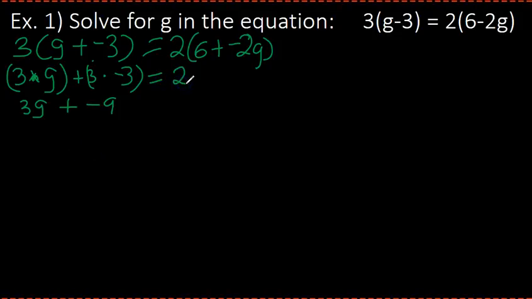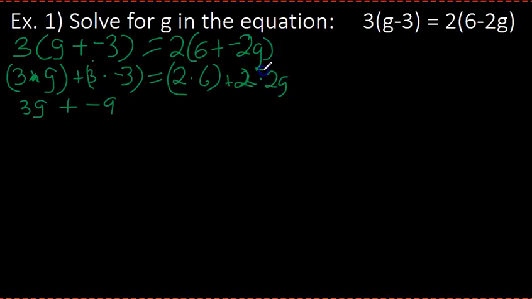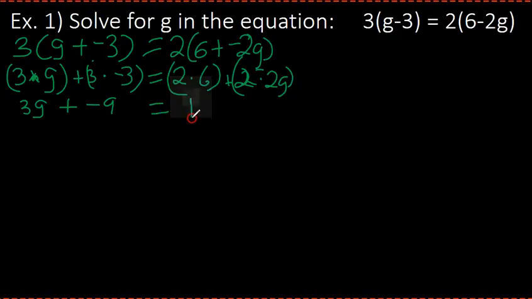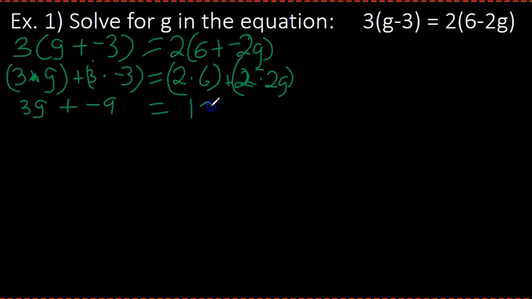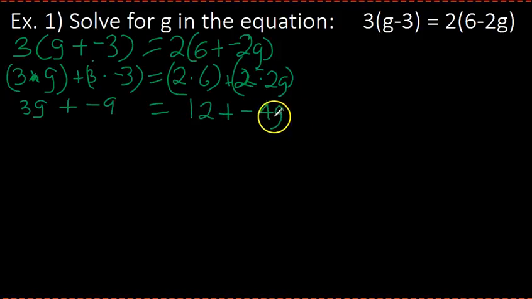We do the same thing, 2 times 6 plus 2 times negative 2g. Okay, so 2 times 6 is 12 plus 2 times negative 2g is negative 4g. All right, again, we look at this. We cannot add 12 to negative 4g because 12 does not have g in it. So they are not like terms. So both sides of the equation are simplified and the parentheses are gone.